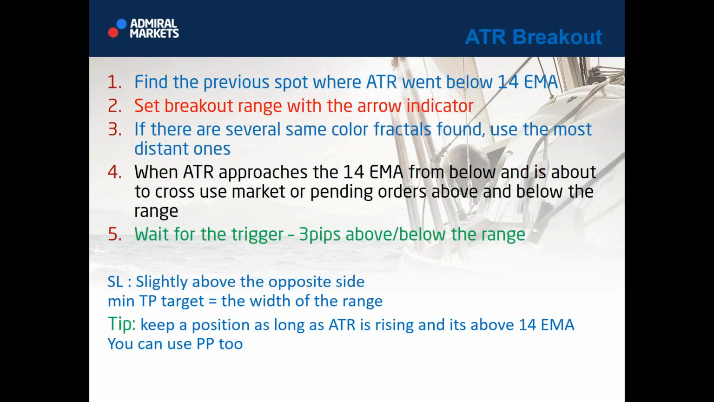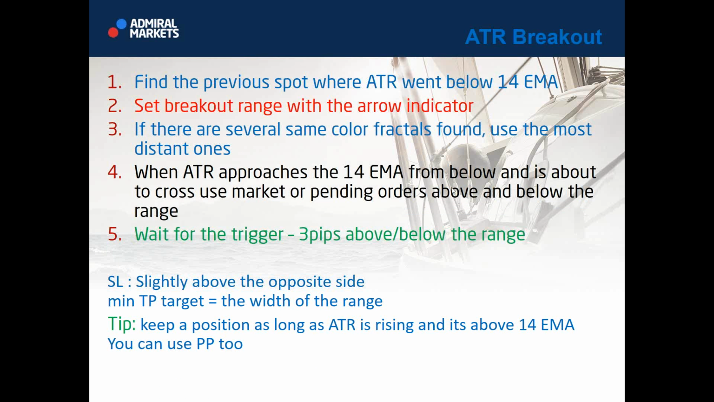Okay, so this is, again, I'm giving you some time to actually snapshot the screen. Okay, so find the previous spot where ATR went below 14 EMA. Set breakout range with the arrow indicator. If there are several same color fractals found, use the most distant ones.